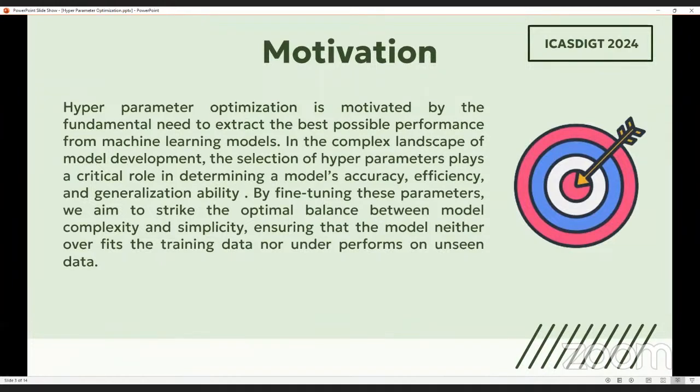The next one is motivation. Hyperparameter optimization is motivated by the fundamental need to extract the best possible performance from machine learning models. In the complex landscape of model development, the selection of hyperparameters plays a crucial role in determining the model's accuracy, efficiency, and generalization ability. By fine-tuning these parameters, we aim to strike the optimal balance between model complexity and simplicity, ensuring that the model neither overfits the training data nor underperforms on unseen data.